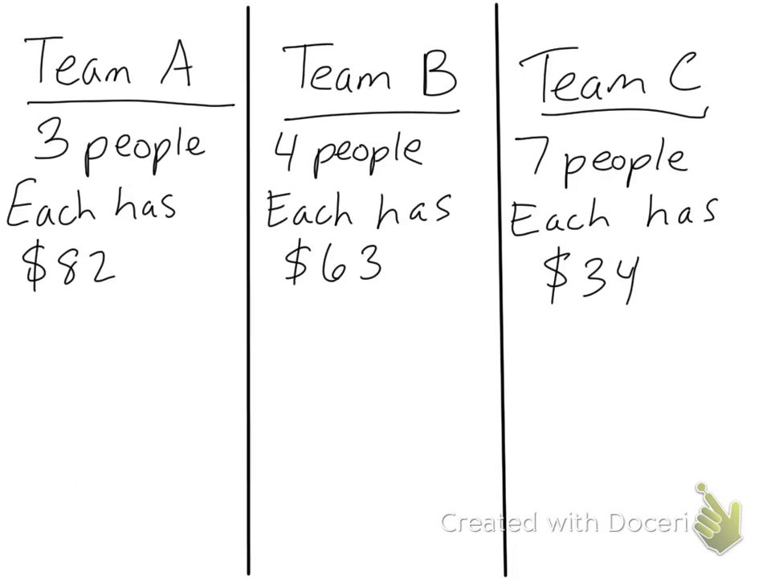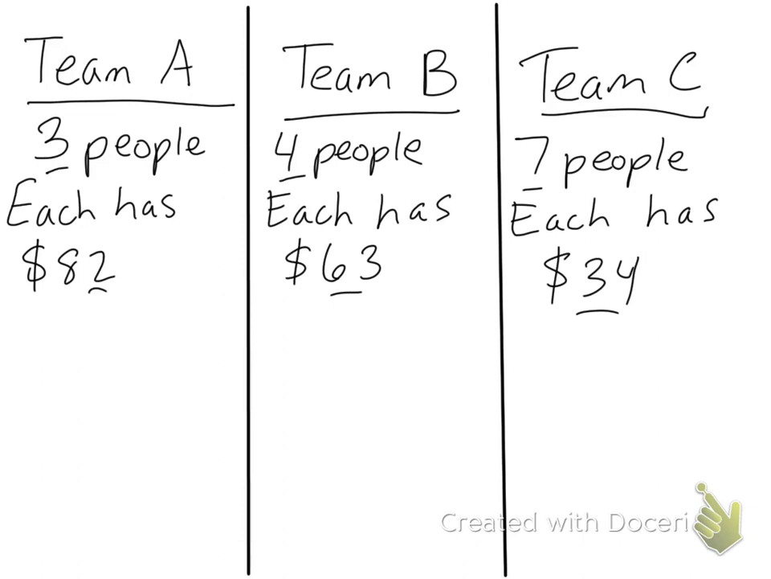So let's say I've got 3 teams, Team A, B, and C, and each team has money. Team A has 3 people and each person has $82. Team B has 4 people and each has $63. And Team C has 7 people and each has $34. So let's estimate to see how much money each team has.